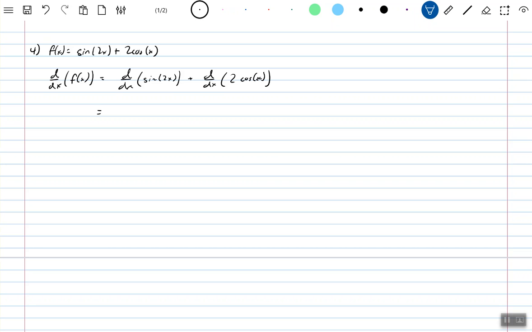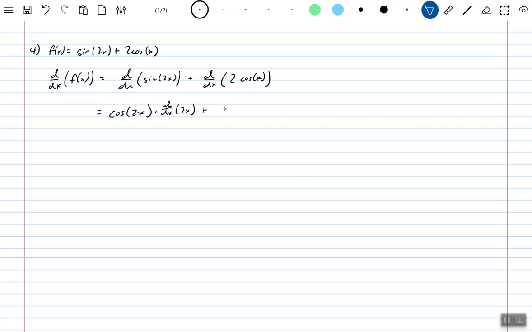Now notice, here, this isn't just sine of x, it's sine of 2x. So we cannot just use the standard trig rule here and call it a day. We have to use the chain rule. So the derivative of sine of 2x is equal to the derivative of the outside, leave the inside alone, times the derivative of the inside. As such, this derivative is equal to cosine of 2x, that's the derivative of the outside, leave the inside alone, times the derivative of the inside, which is just the derivative of 2x.